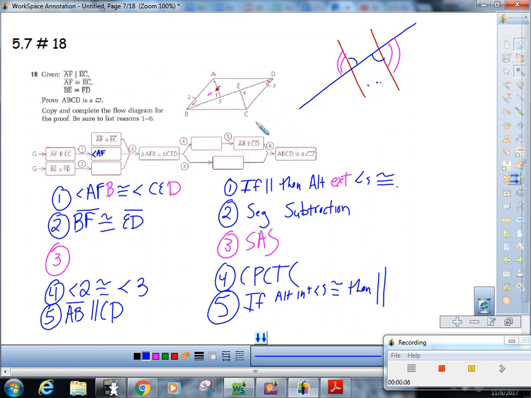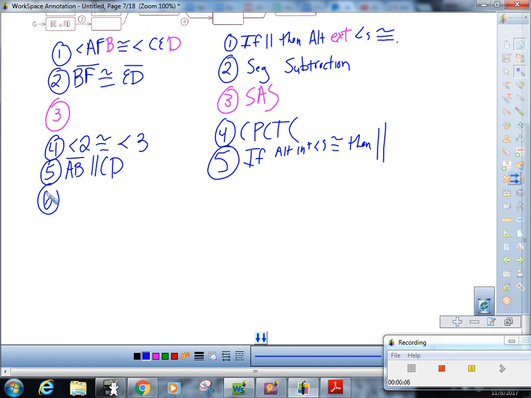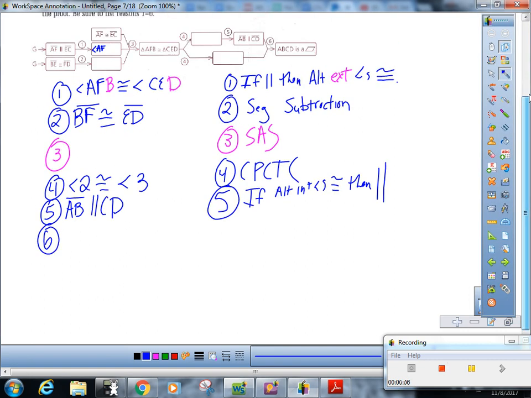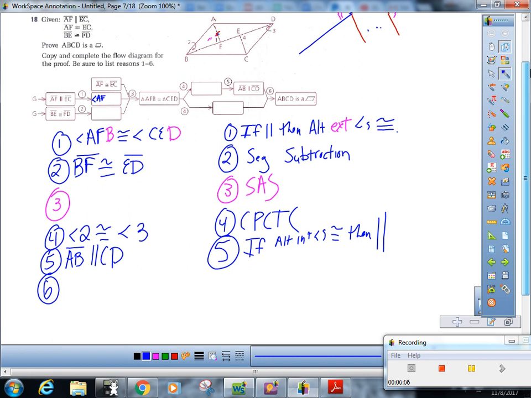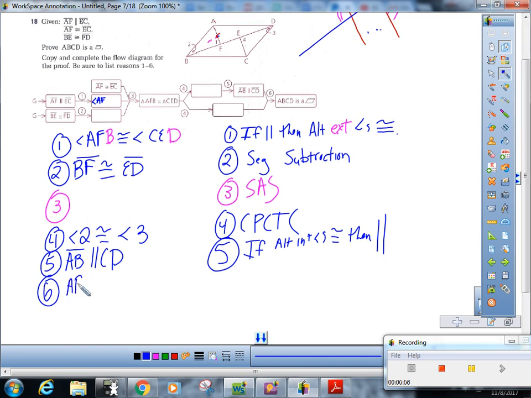We often forget that another really good way to prove something is a parallelogram is just prove that one set of sides is both what? Parallel and congruent. So that's going to be our next step right here. Step 6. AB is congruent to DC. And what allows me to say that? CPCTC. So I guess you could have included that up in step 4 if you wanted.